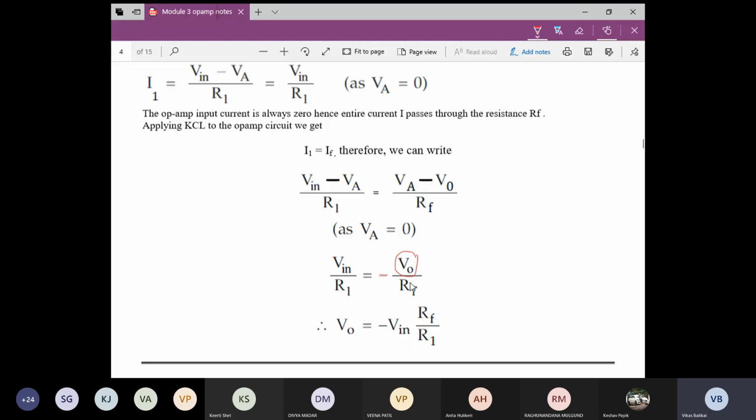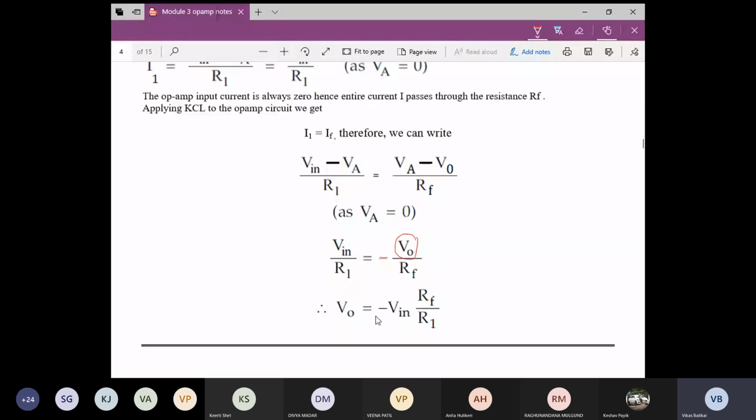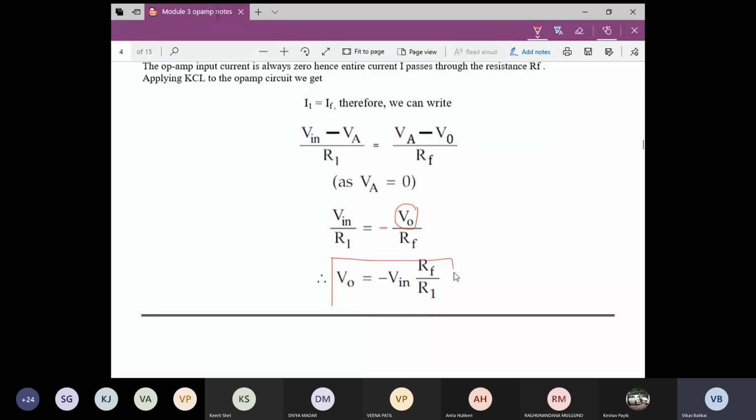So what I'll do, I'll push this RF to the LHS, making my equation look like V naught is equal to minus V in RF divided by R1. So this is my inverting amplifier configuration's result. And as I told, the output voltage has a negative symbol. It is going to indicate that your output waveform will be exactly 180 degrees out of phase with your input voltage.